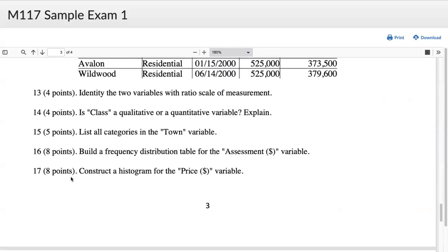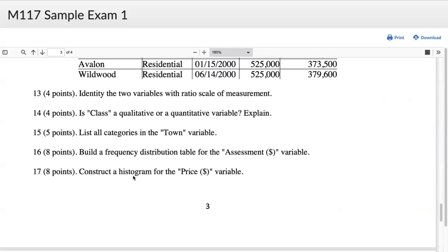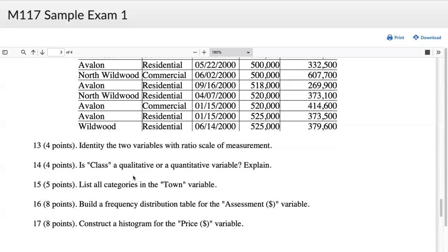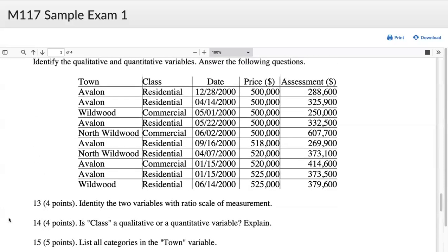So question 17 asks to construct a histogram for price. Again, we start with the title, right? Start with the title. We see property price. Maybe everything we do in $1,000 as units.